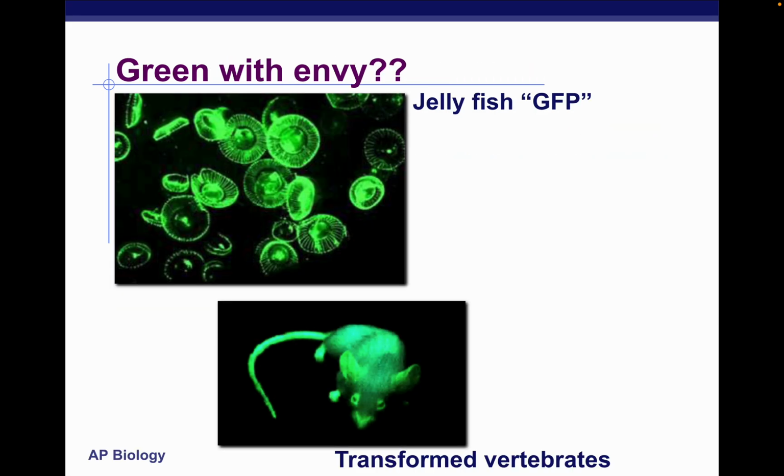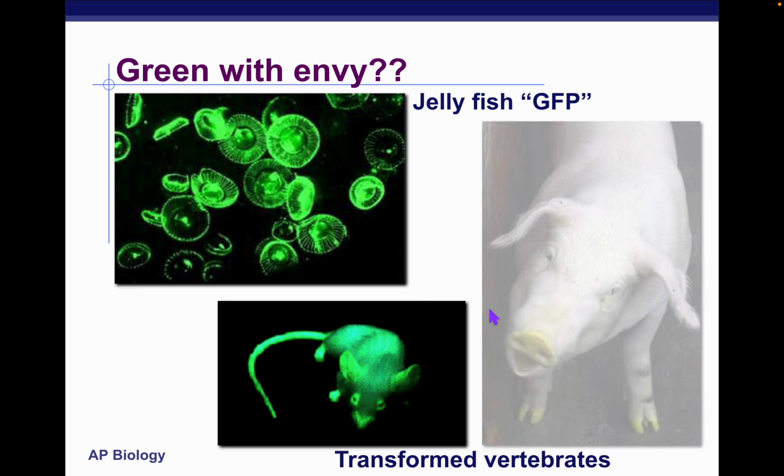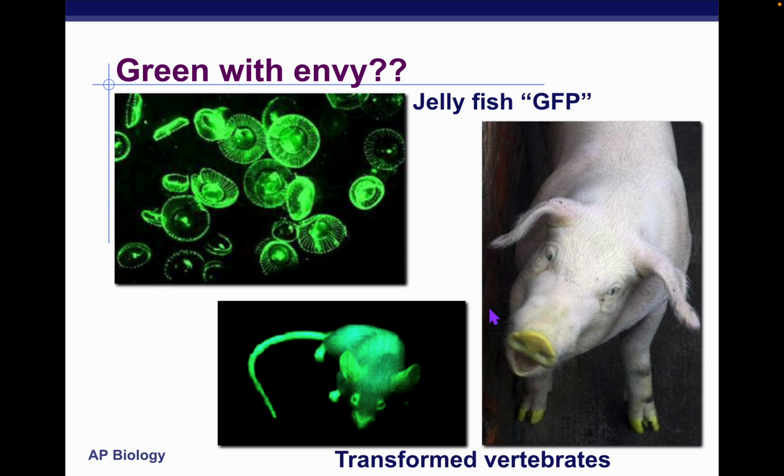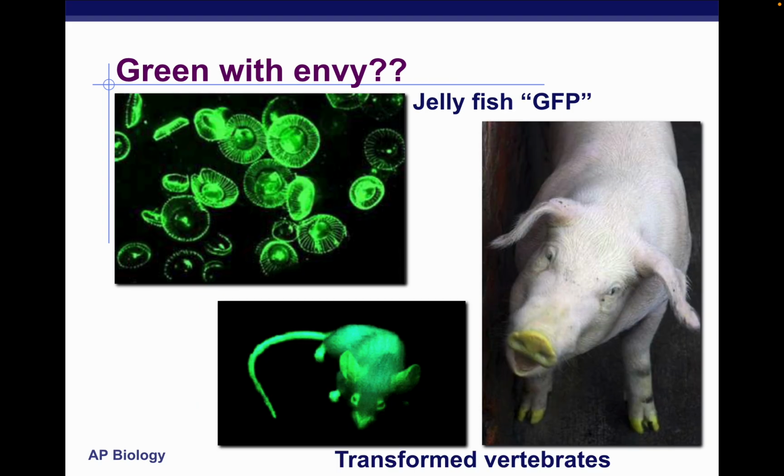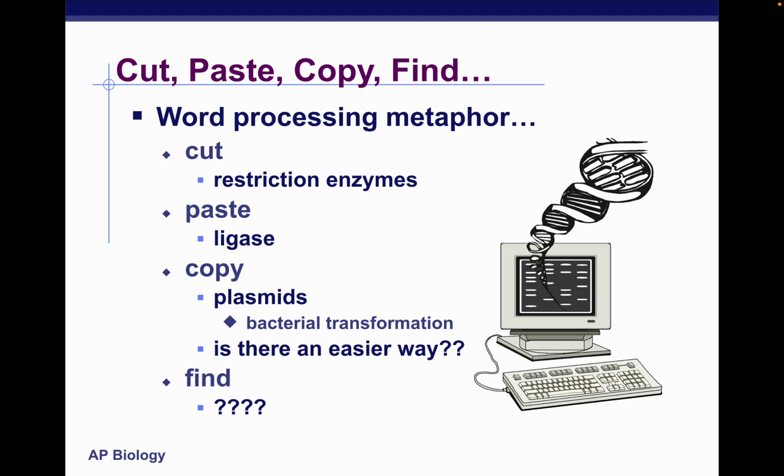Okay? So this is the thing that I was telling you about what we can do to bacteria. We use GFP protein in bacteria, but we're also using it in mice and pigs. We're making them glow in the dark. Yes, we are really doing that. We've been doing it for a while. It's really odd, right? But a lot of it has to do with research and producing medication. All right. So we cut, we paste, we copy, we find.